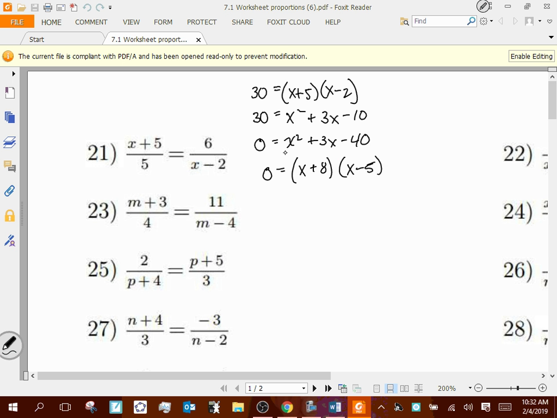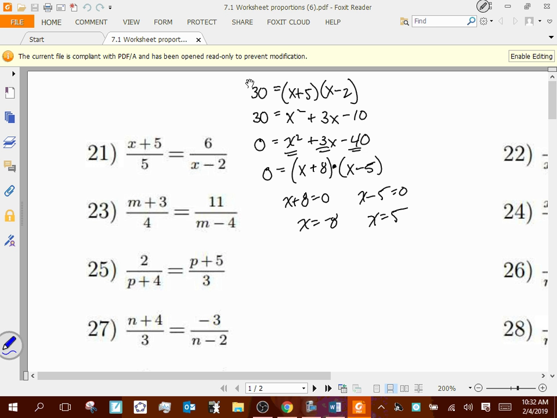X times x gives me x squared. X times negative 5 gives me negative 5x. 8 times x gives me 8x. Add those together, I get positive 3x, and then negative 5 times 8 gives me negative 40. These two things will be multiplied together, so their product is 0, so x plus 8 is equal to 0, and x minus 5 is equal to 0. So here we get x to be negative 8, and here we get x to be 5.